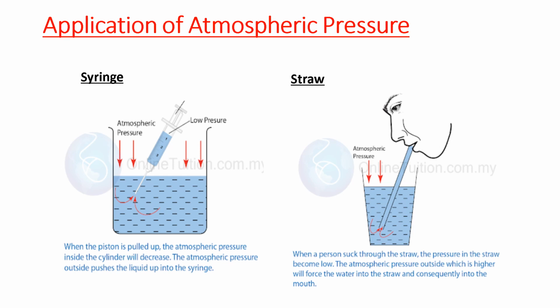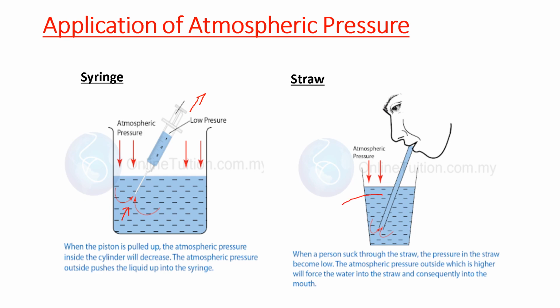Now let's see what are the applications of atmospheric pressure. There are a lot of applications, but here we have discussed only two. The first is the syringe. We all have seen a syringe and how it is used. When the piston is pulled up, the pressure inside the syringe decreases, due to which the fluid is filled inside this syringe.